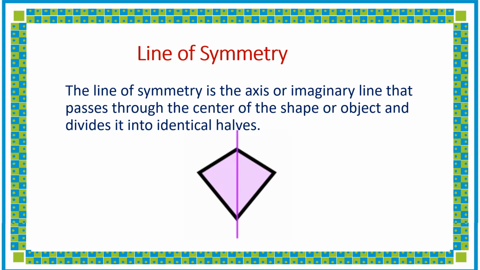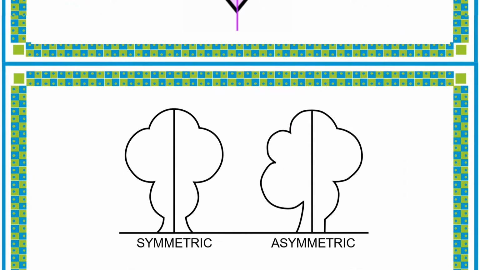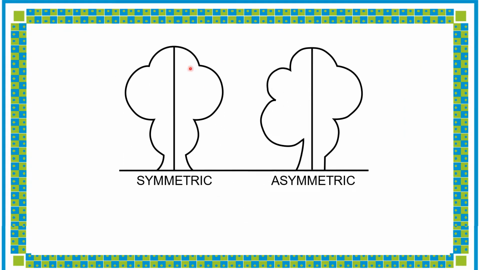The line of symmetry is the axis or imaginary line that passes through the center of the shape or object and divides it into identical halves. So in this shape, this middle line is the line of symmetry. Now in the first shape, the middle line divides this shape into two equal parts. So we say that this is a symmetric shape. In the second one, this middle line does not divide the shape into two equal parts because both parts are different, so we call it an asymmetric shape.